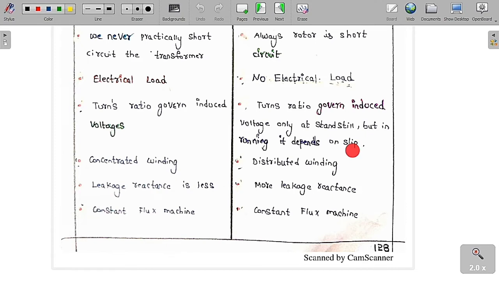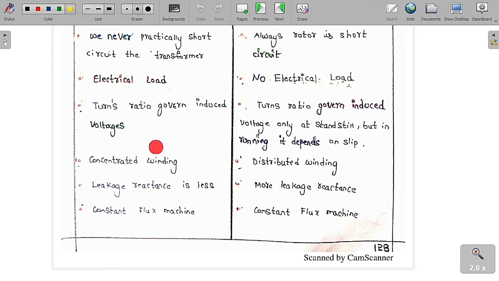So only during the standstill condition can we figure out the EMF induced in the rotor with the help of the turns ratio, whereas during the running condition there is an extra factor of slip in the induced voltage, which is S into E2. So the turns ratio governs the induced voltage only at standstill, but in the running condition it depends upon the slip.